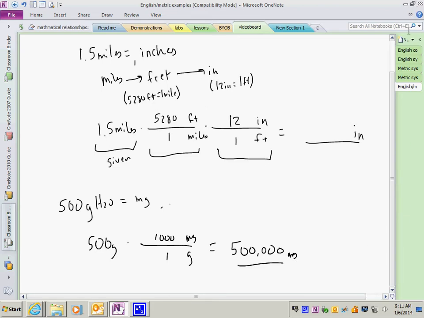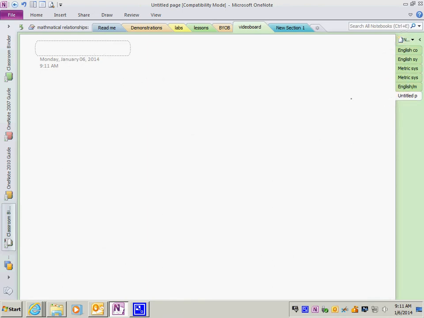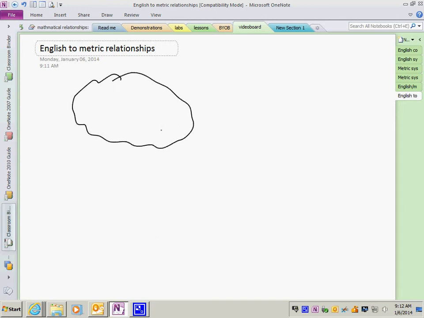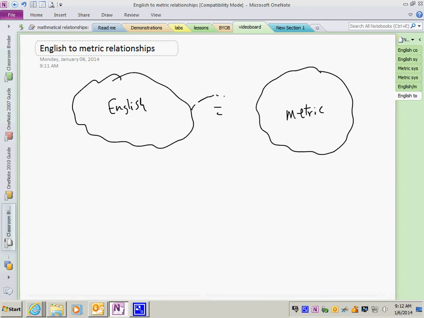Finally, just a quick little note here. There are some relationships that can link you from the English world, and I'm going to type this in here, is the English to metric relationships. All right, so for example, and there are lots of them. These are just ones that we are going to just have on our plate ready to go. The English world to the metric world. I often refer to this as kind of like a little bridge from one to the other one.